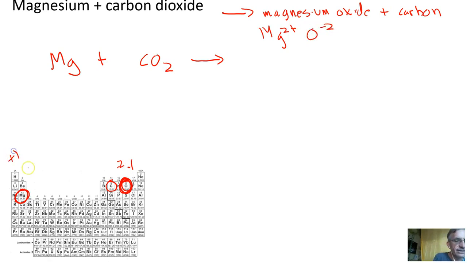Remember, I should have written this in here: +1, +2, all those old charges that we had to remember. So magnesium is +2. Oxygen is -2. So when they get together, the right formula should just be MgO. All right, so that's the formula for magnesium oxide. And then the other product is carbon. The symbol for carbon is just the element carbon, C. All right, so those are our compounds. That's what we started with on the left-hand side, the reactants. What we're making on the right-hand side, that's called the products.